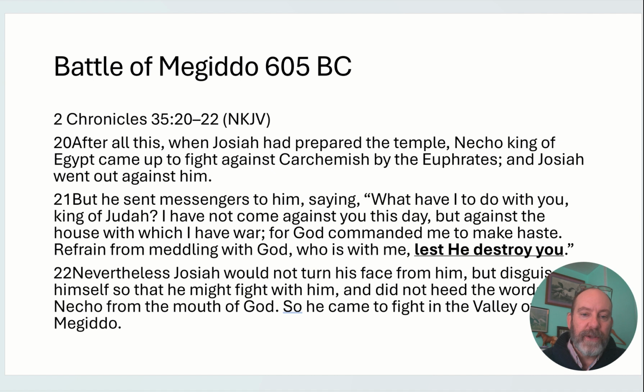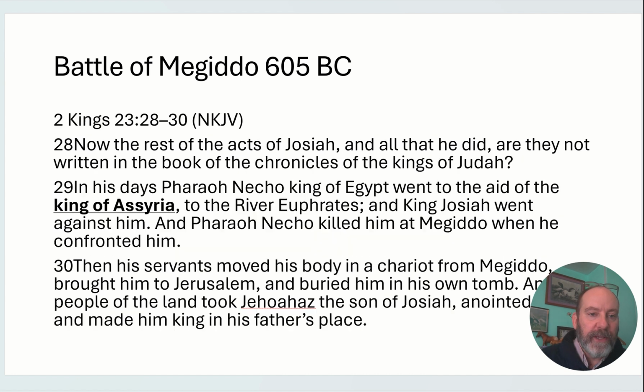but he, meaning Necho, sent messengers to him saying, "What have I to do with you, king of Judah? I have not come out against you this day, but against the house with which I have war. For God commanded me," Elohim, that's what he uses there, "God commanded me to make haste. Refrain from meddling with God, who is with me, lest he, God, destroy you." Nevertheless, Josiah would not turn his face from him, but disguised himself so that he might fight with him, and ends up getting killed. Okay, so there's more details, though, in 2 Kings.